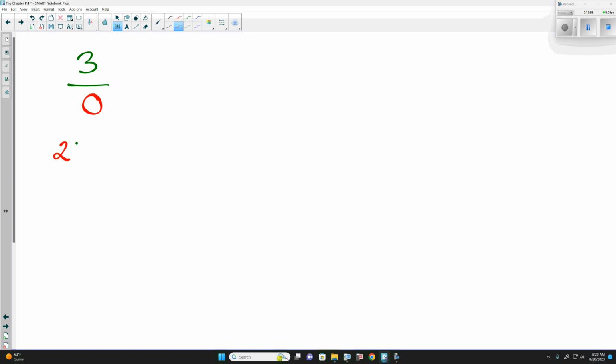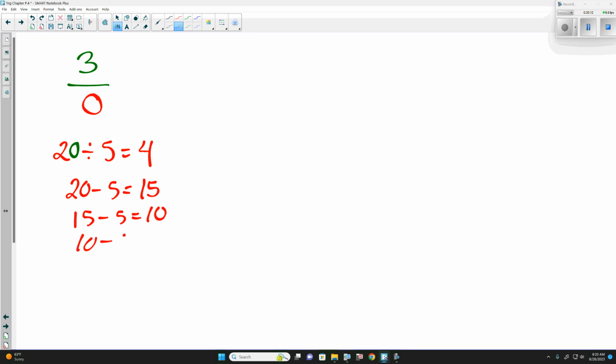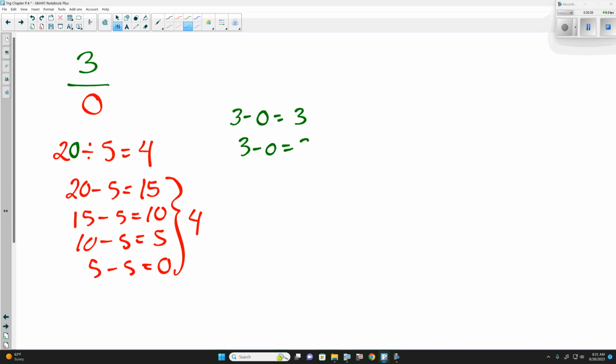Because if we wanted to say 20 divided by 5, we know 20 divided by 5 is 4. We could say 20 minus 5 is 15, minus 5 is 10, minus 5 is 5, and 5 minus 5 is 0. So we did this 4 times, so 5 goes into 20 4 times. We can do the same thing here. 3 minus 0 is 3, do it again. Are we progressing anywhere? No.